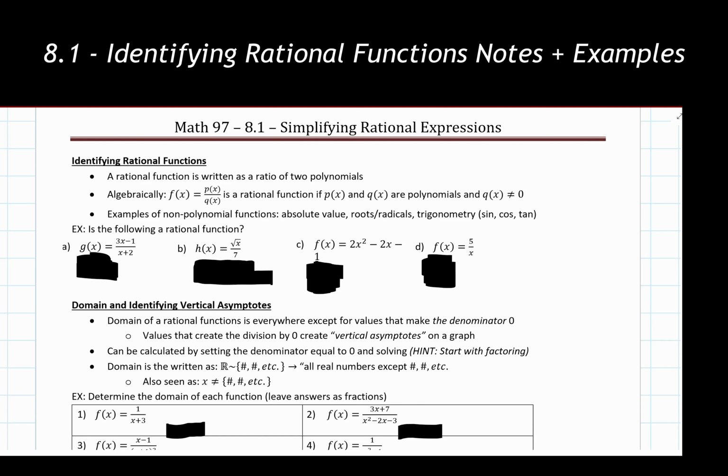What's our definition of these things? So our definition, you'll see here, a rational function is written as a ratio of two polynomials. So it's a really fancy way of showing what we have written algebraically here, which is a fraction with a polynomial in the numerator spot and a polynomial in the denominator spot. One up top, one down below.